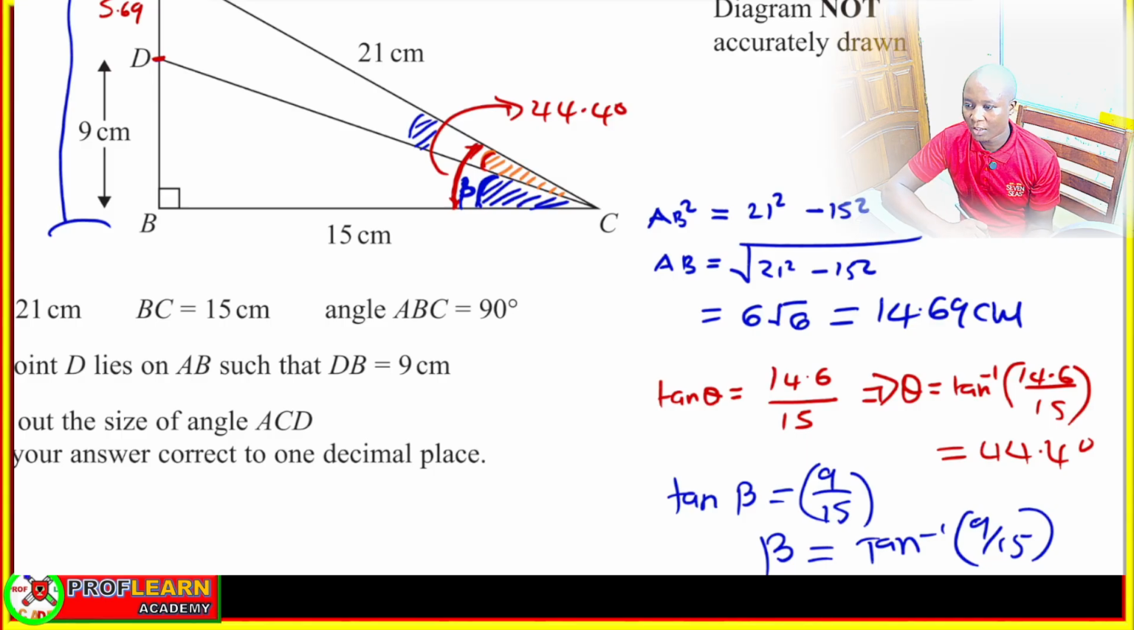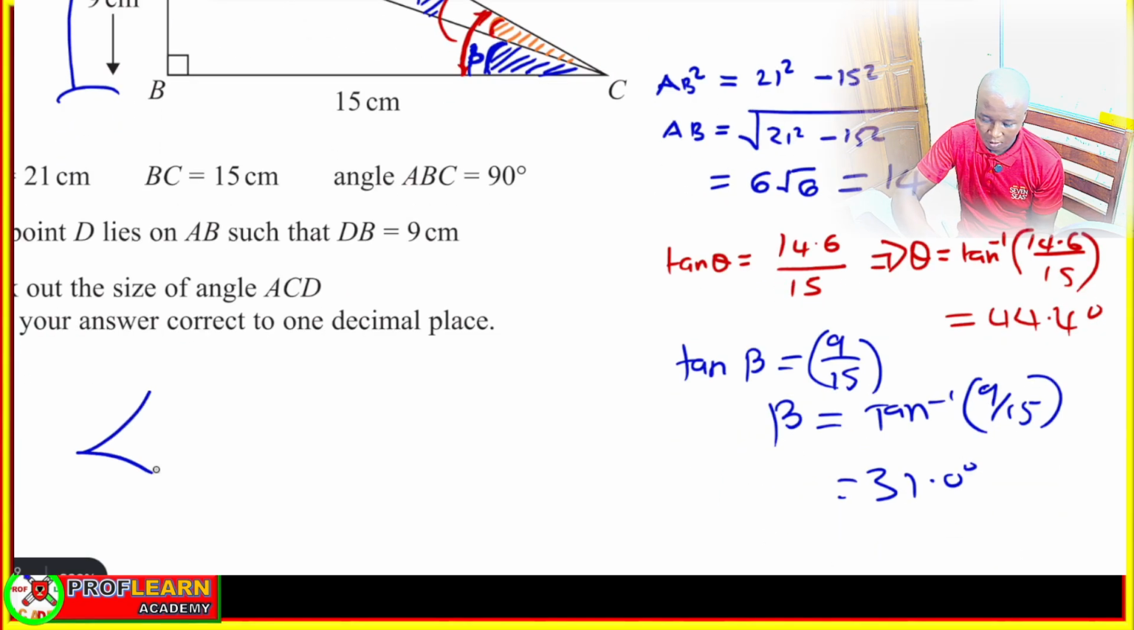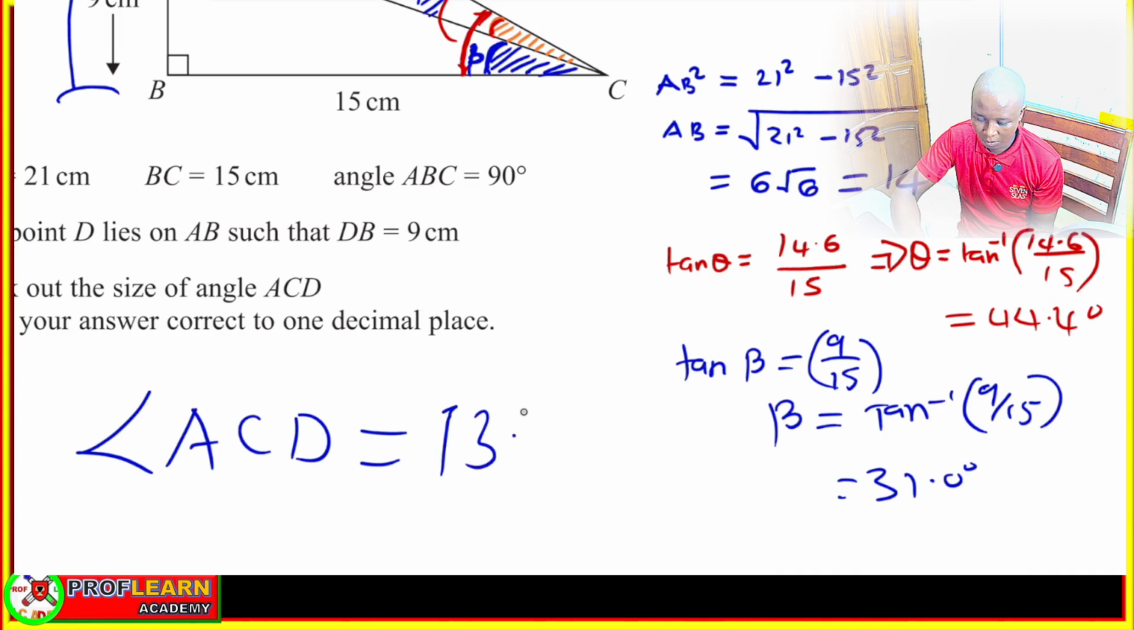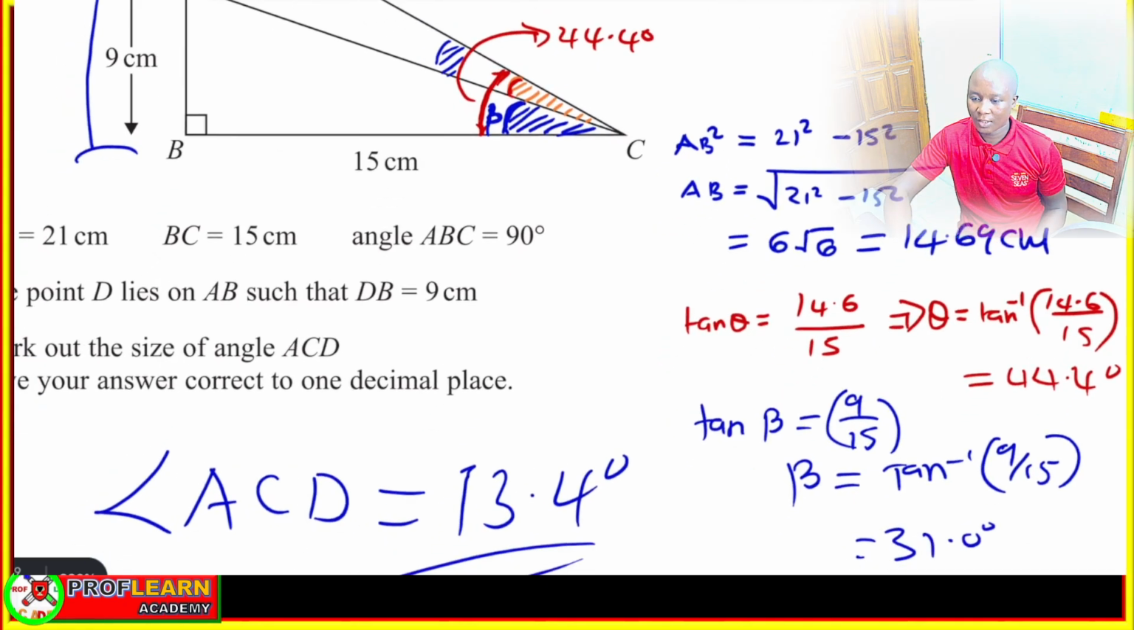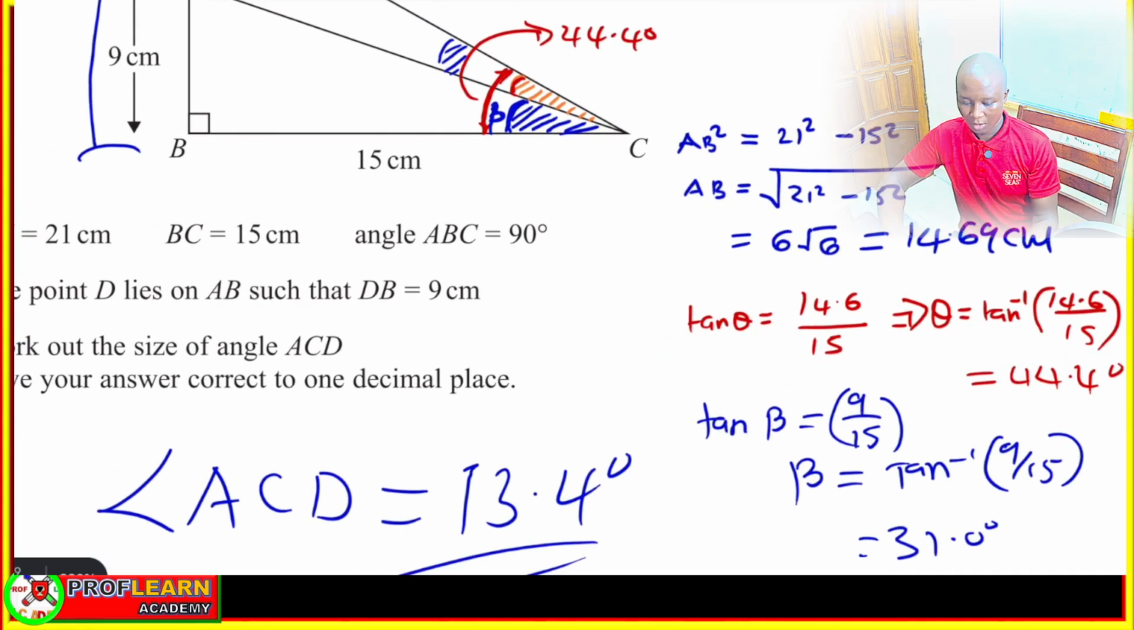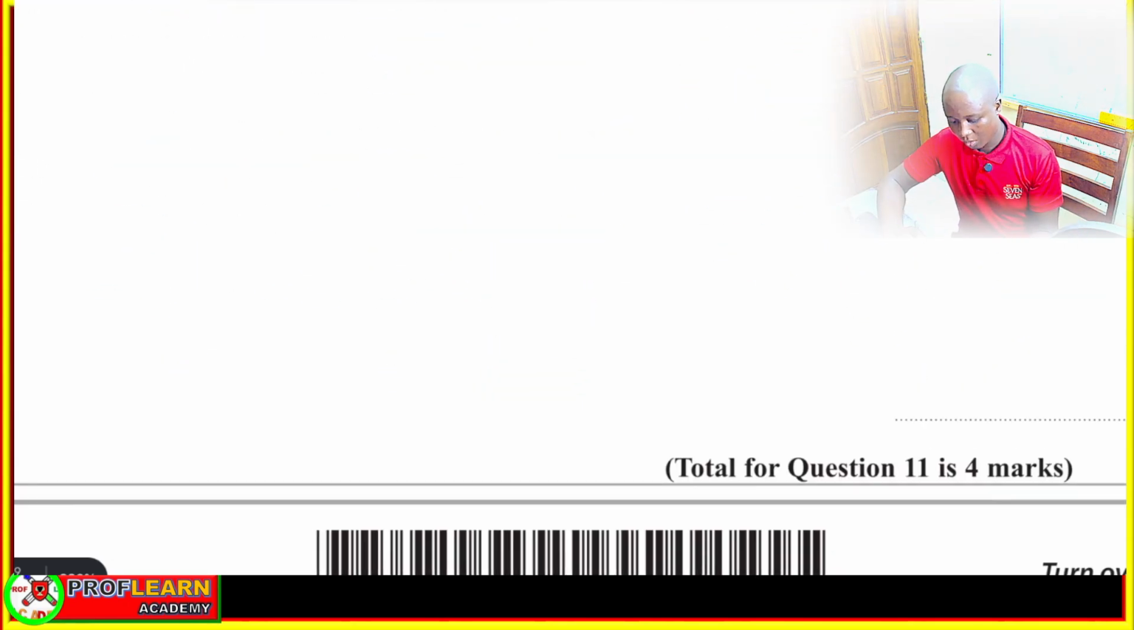So if I have these two angles, for me to find the angle that is remaining up here, I'll take 44.4 minus 31, and that is going to translate to 13.4. Our angle ACD is going to be 13.4 degrees as the final answer in that particular case. So you need to be aware of how to work out questions like that.